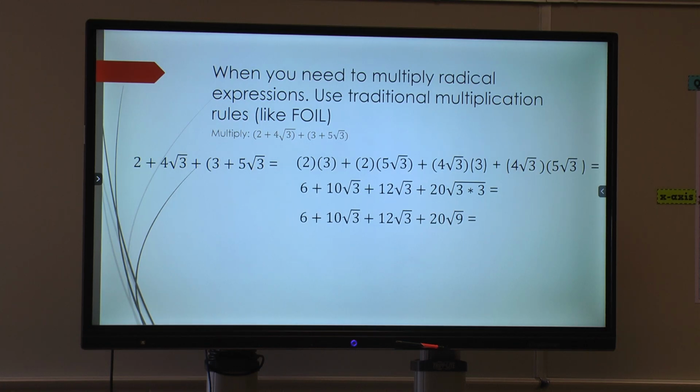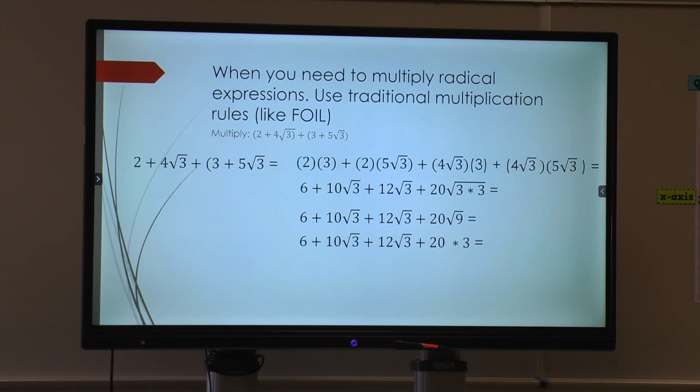I can break down the 9? Yeah. I can break down that 9. I can go ahead and, when I square it, I bring that 9, that 3 outside. So now I have 6 plus 10 radical 3 plus 12 radical 3 plus 20 times 3.